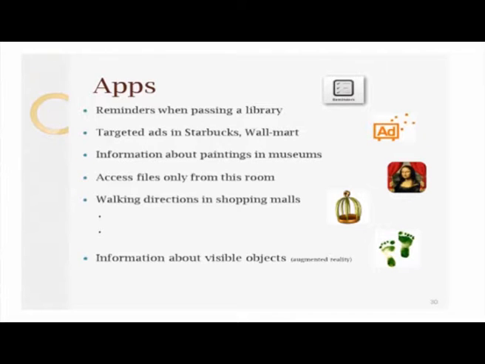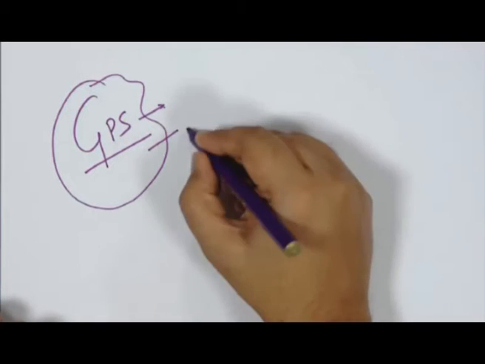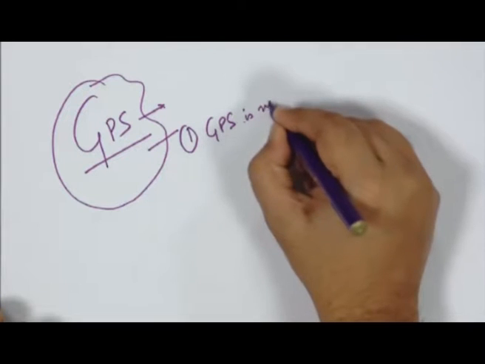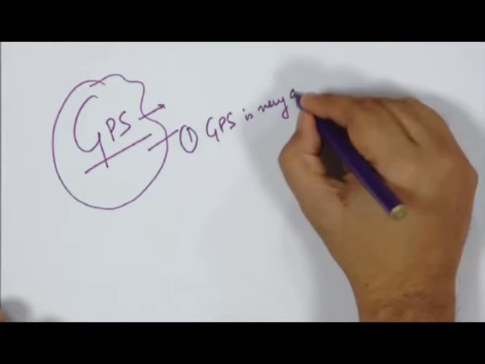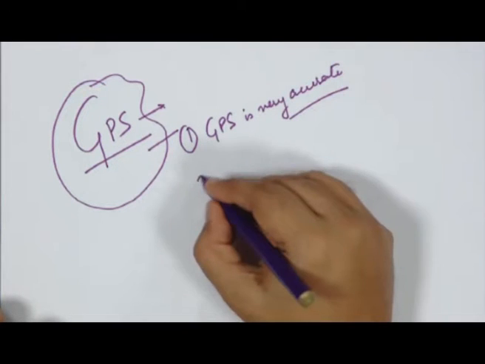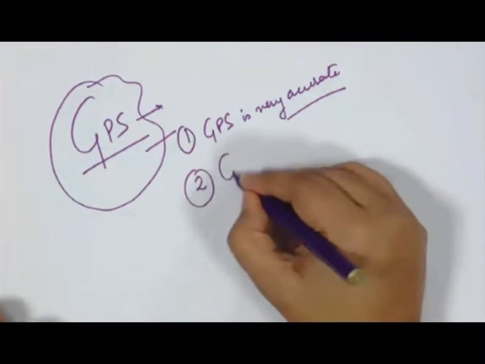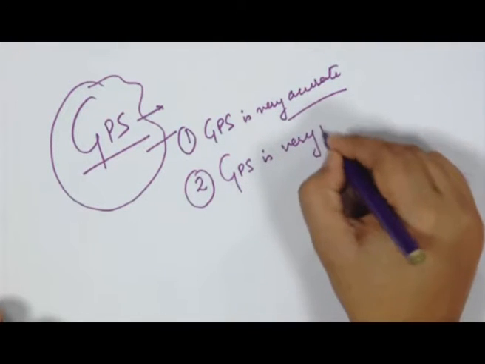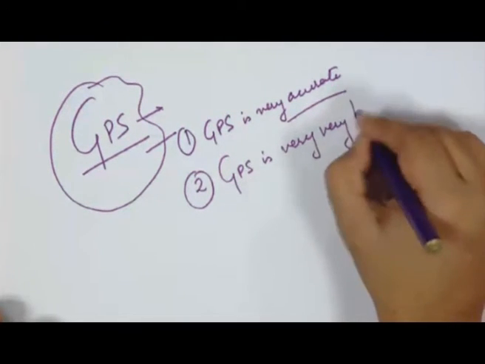What are the criticisms against GPS? First, what are the good things about GPS? The first good thing is that GPS is very accurate. What are the bad things about GPS? GPS is very power hungry.